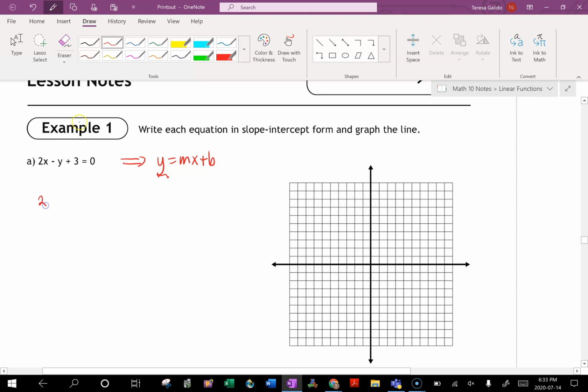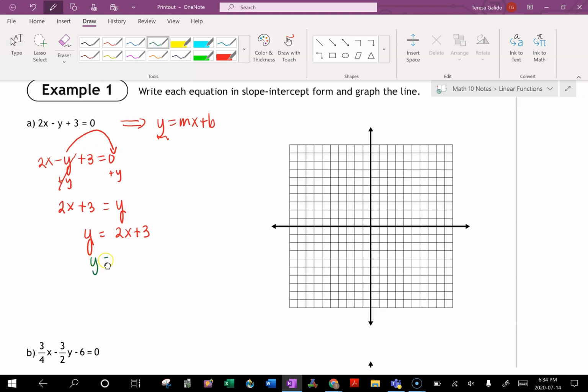So here we can say, let's write it down, 2x minus y plus 3 is equal to 0. If we're going to leave y by itself, well, the easiest way to do it is I'm going to put the y on the other side. So I'm going to add y over here. So then what's left here is 2x plus 3 because y will be canceled out here, and 0 plus y is just equal to y. So our equation would be, I'm just going to write it like this, y equals 2x plus 3. So now it's the same form as y equals mx plus b. Your m here is 2 and your b here is 3.